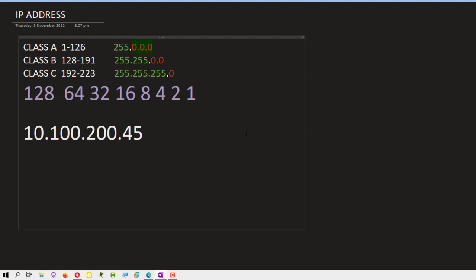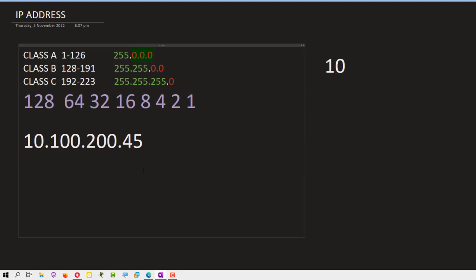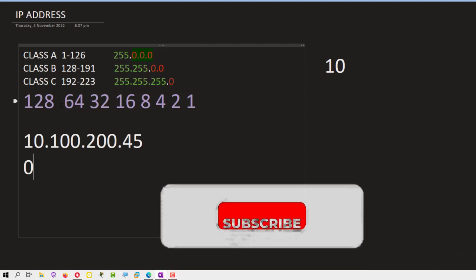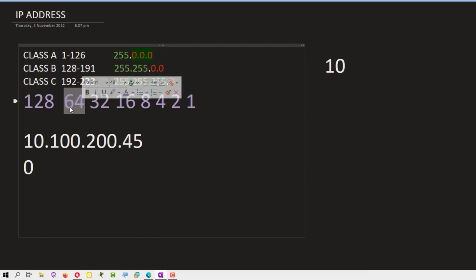What you do is you take each number step by step. So now you take the 10. We are going to look at how many times 128 goes into 10. Looking at this, 10 is smaller than 128, so it's not going to be possible. So we'll have 0 here. That's for the 10. Now we'll jump towards the next figure, which is 64.